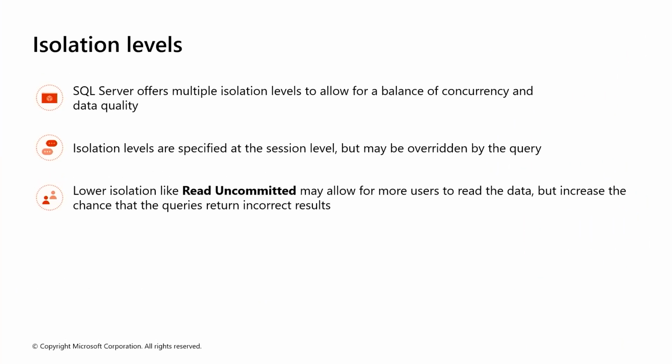These levels can be set at the session level or overridden per query. And while lower levels improve concurrency, they increase the risk of inconsistent reads. Choosing the right isolation level depends on the workload and the need to balance performance and data accuracy.